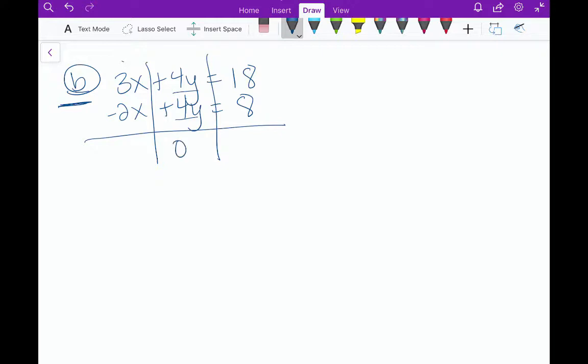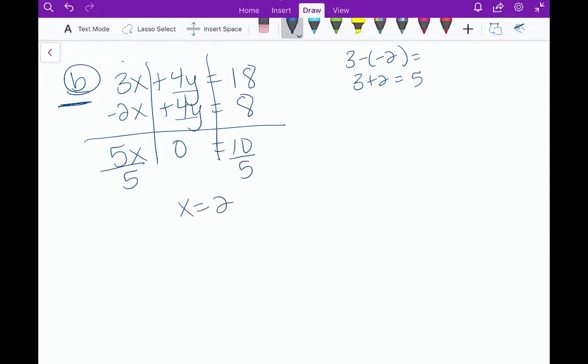So what is 3 minus -2? 3 minus -2 is the same as 3 plus 2, which is 5. So this is 5x. 18 minus 8 is 10. Divide by 5 on both sides, x equals 2. So again, I have half of my answer. So now I need to go back to my original equation. Either one, it doesn't matter which equation you use because it should work for both. If it doesn't work for both, then it's not the solution.